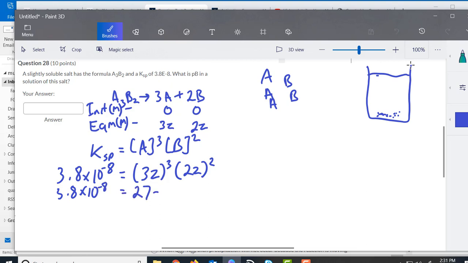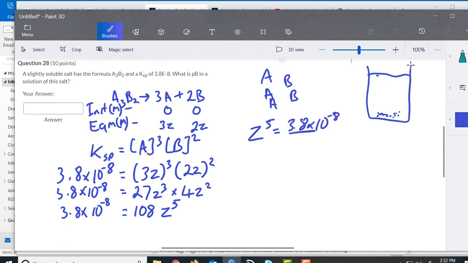So 3 cubed is 27, that's 27Z cubed, and that's times 4Z squared. 2 times 2 is 4, 2 squared is 4. If we take 27 times 4, that's 108, and that's going to be Z to the 5th. Right, now we're in a position to be able to solve for Z. So Z to the 5th is equal to 3.8 times 10 to the negative 8 divided by 108.